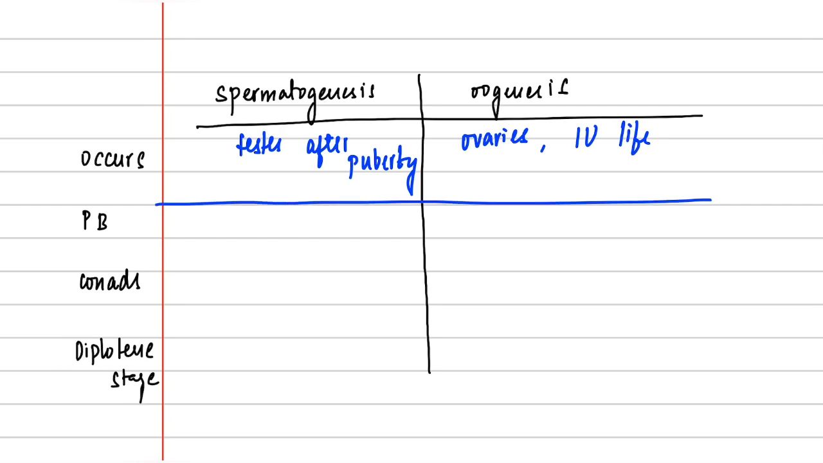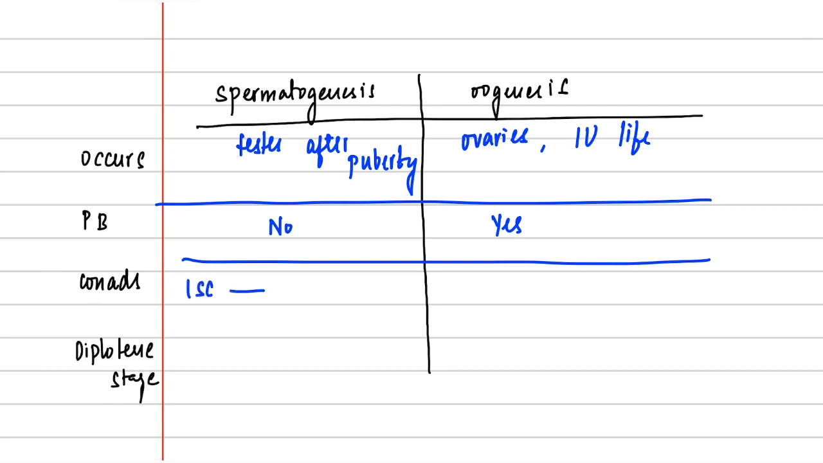The second difference is polar body. Was there a polar body involved in spermatogenesis? No. Was there a polar body involved in oogenesis? Yes. The third one is about how many gametes are formed. One spermatocyte can give rise to 4 sperms, whereas one oocyte gives rise to only one ovum.